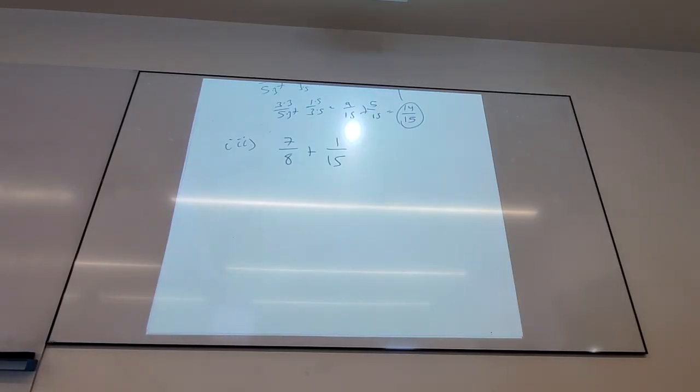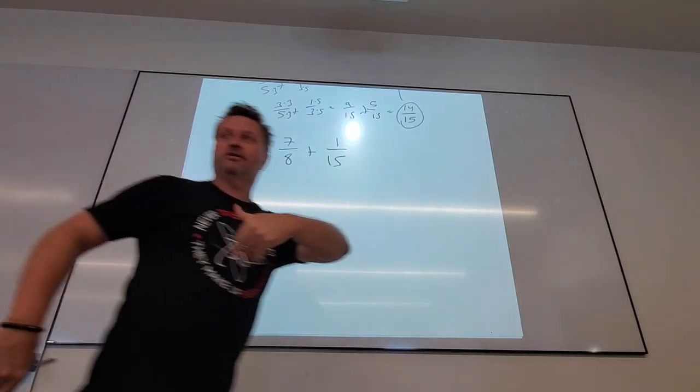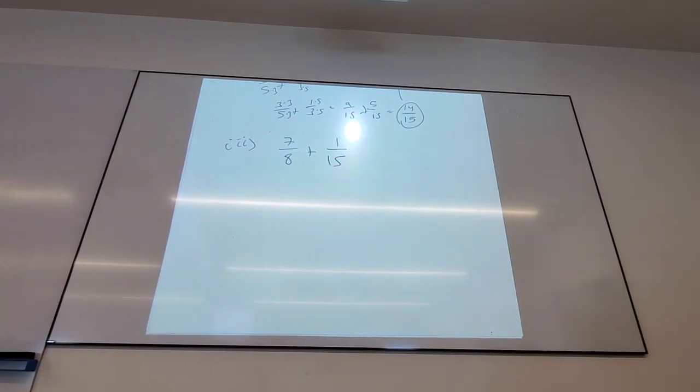8 and 15 are relatively prime. The LCD is going to be 8 times 15. When the two bottoms are relatively prime, they are missing each other. That's cool to know. LCD is easy. If the bottoms are relatively prime, you just multiply them together, and you get the LCD. 8 times 15 is the LCD. What's 8 times 15? 120. You could do a compensation thing, 4 times 30, but yeah, 120.